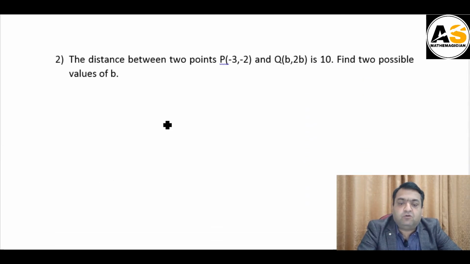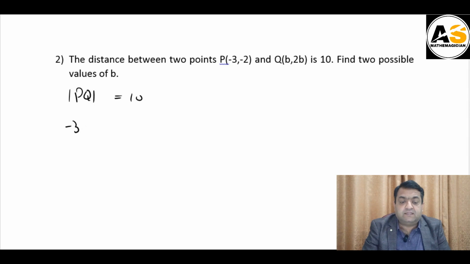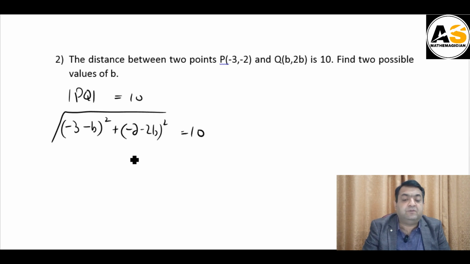Let us jump to our new question. Question number 2. The distance between 2 points is given. We have to find the value of b. PQ distance is given. This is equal to 10. What is the distance formula? The distance formula is the square root of ((-3 minus b) squared plus (-2b) squared). PQ distance will be taken by this. This is equal to 10.